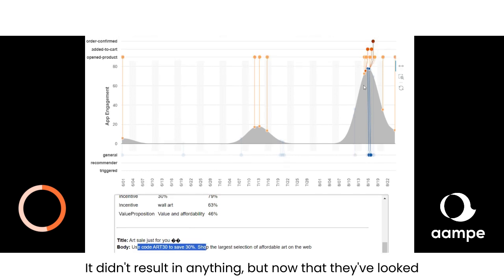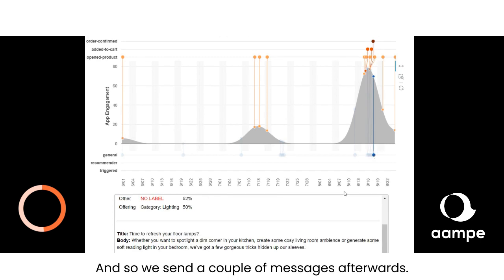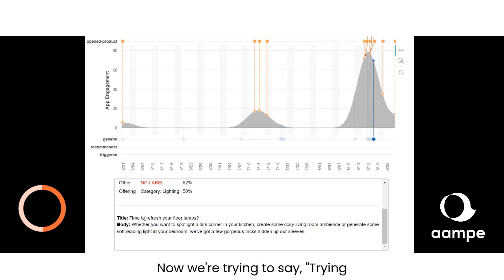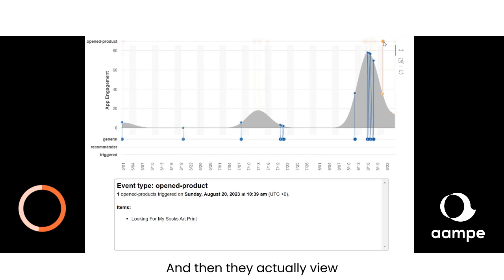But now that they've looked at a few things and have a few things even in their cart, how do we push them to conversion? We send them a discount and then they convert. And so we sent a couple messages afterwards. Now we're trying to refresh your floor lamps. So they've bought a couple paintings. Can we try to cross sell or get them interested in any other things? And then they actually view products post that message.